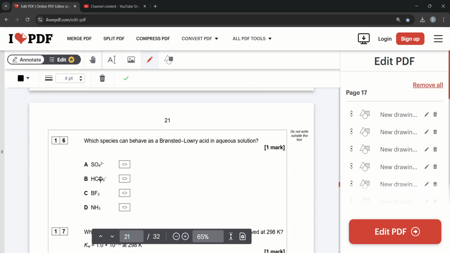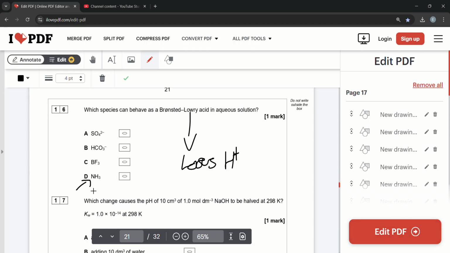Which species can behave as a Bronsted Lowry acid? So in order for it to behave as that, it loses a H+, right? NH3, well, that really wants to accept the H+ to form NH4+. So it's not going to be D. BF3 has no H+, so it can't be C.